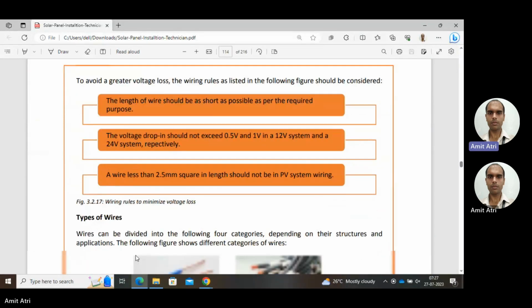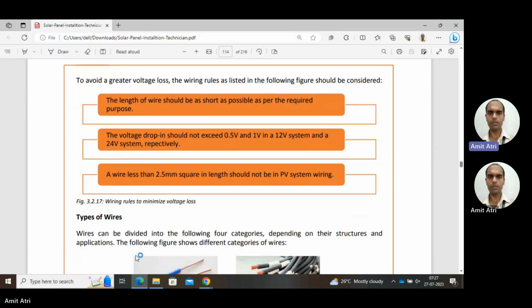To avoid greater voltage loss, the wiring rules are listed. The length of wire should be as short as possible as per the required purpose. We need not take a very long wire because the resistance will be more in that case. The losses will be more, the voltage loss will increase. So the voltage drop should not exceed 0.5 volt when operating in a 12 volt system, and it should not exceed 1 volt in a 24 volt system.